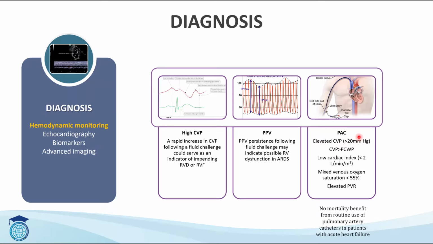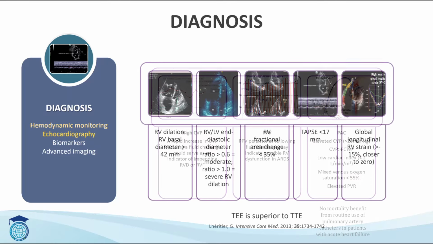That is going to show elevated CVP, more than 20 millimeters, and CVP will be higher than pulmonary capillary wedge pressure. Cardiac index is decreased, less than 2. Mixed venous oxygen saturation is less than 55%, and of course, elevated pulmonary vascular resistance. Of note, there was no mortality benefit from routine use of pulmonary artery catheters in patients with acute heart failure.